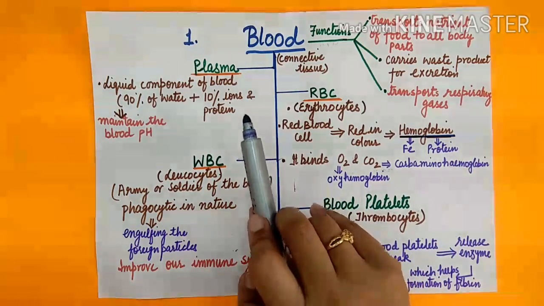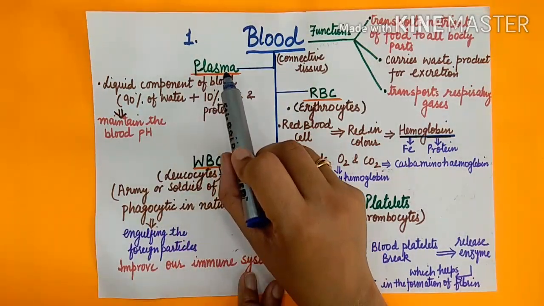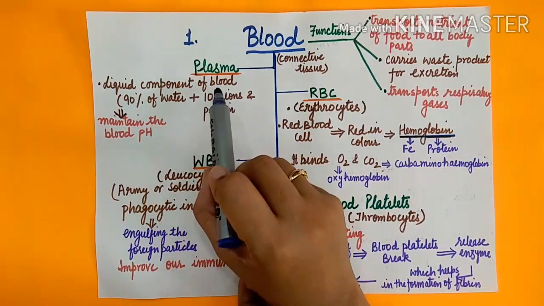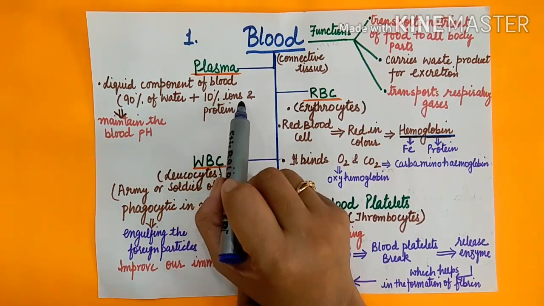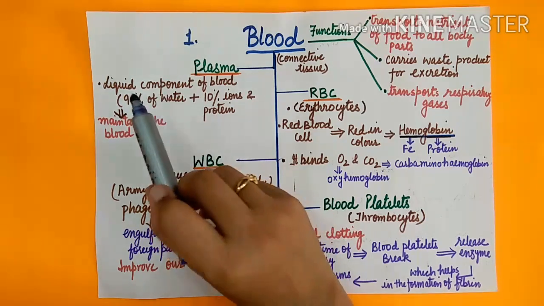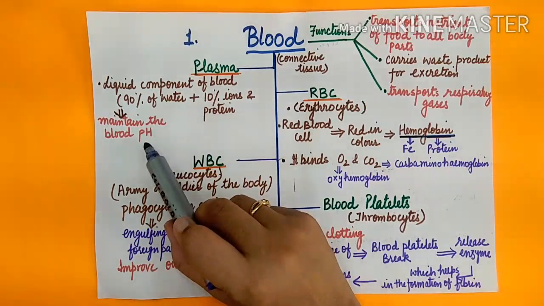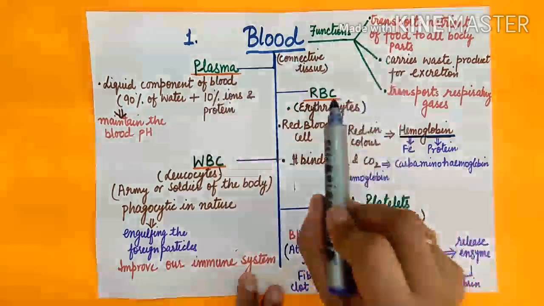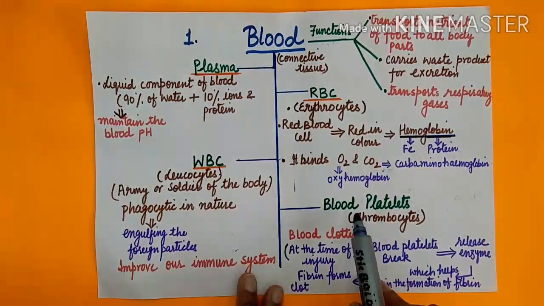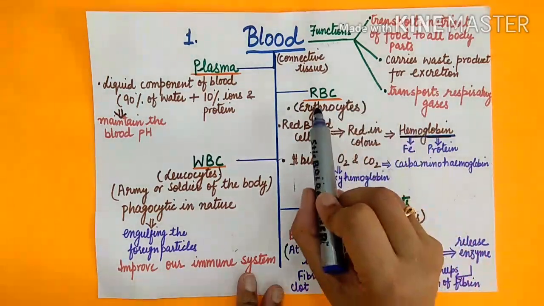If we are talking about the composition of blood, we can take plasma. This is the liquid component of blood and it consists of 90% water and 10% ions and protein. That's why it is called the liquid component of blood. The main function of plasma is to maintain the blood pH. There are three blood cells present in plasma: RBC, WBC and blood platelets. We'll take them one by one.